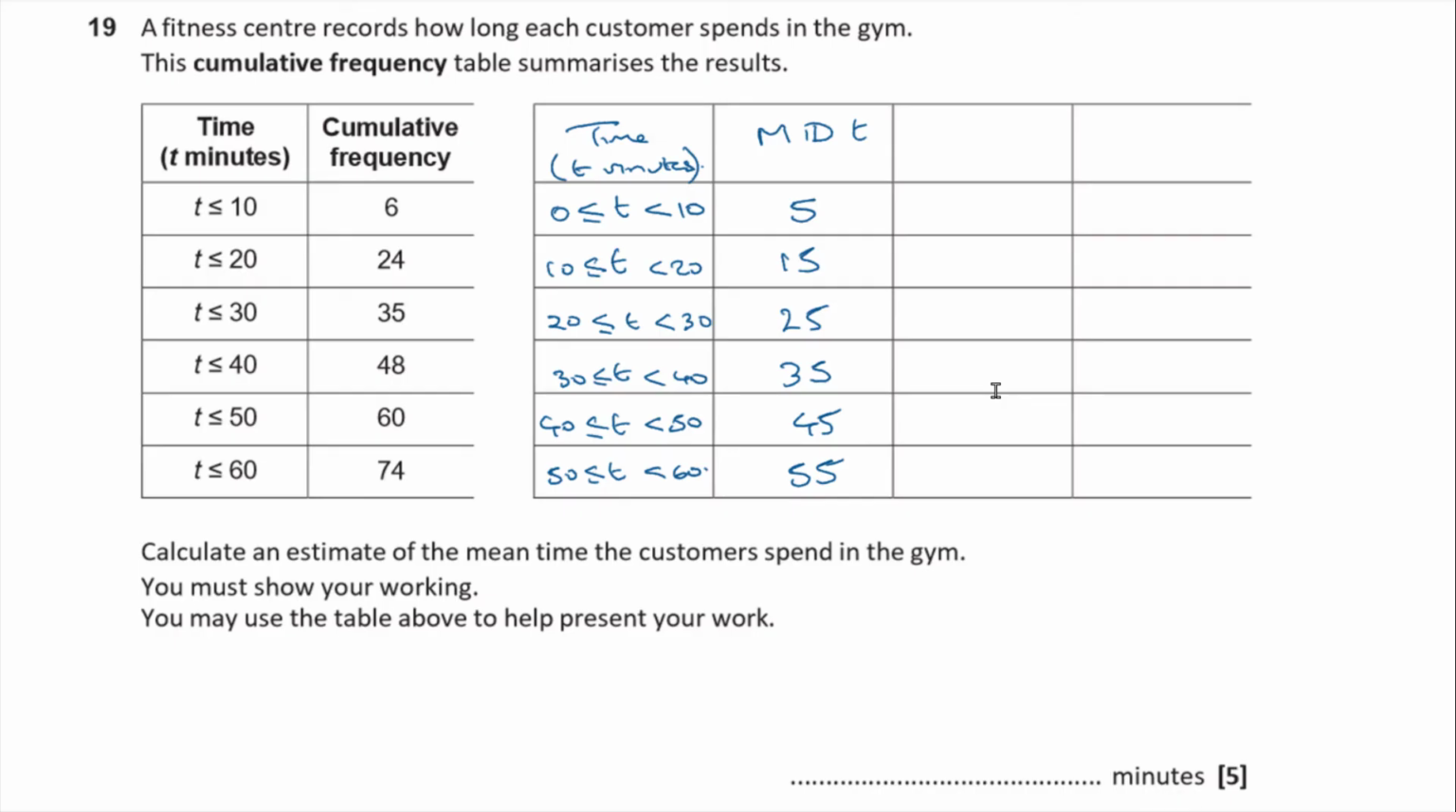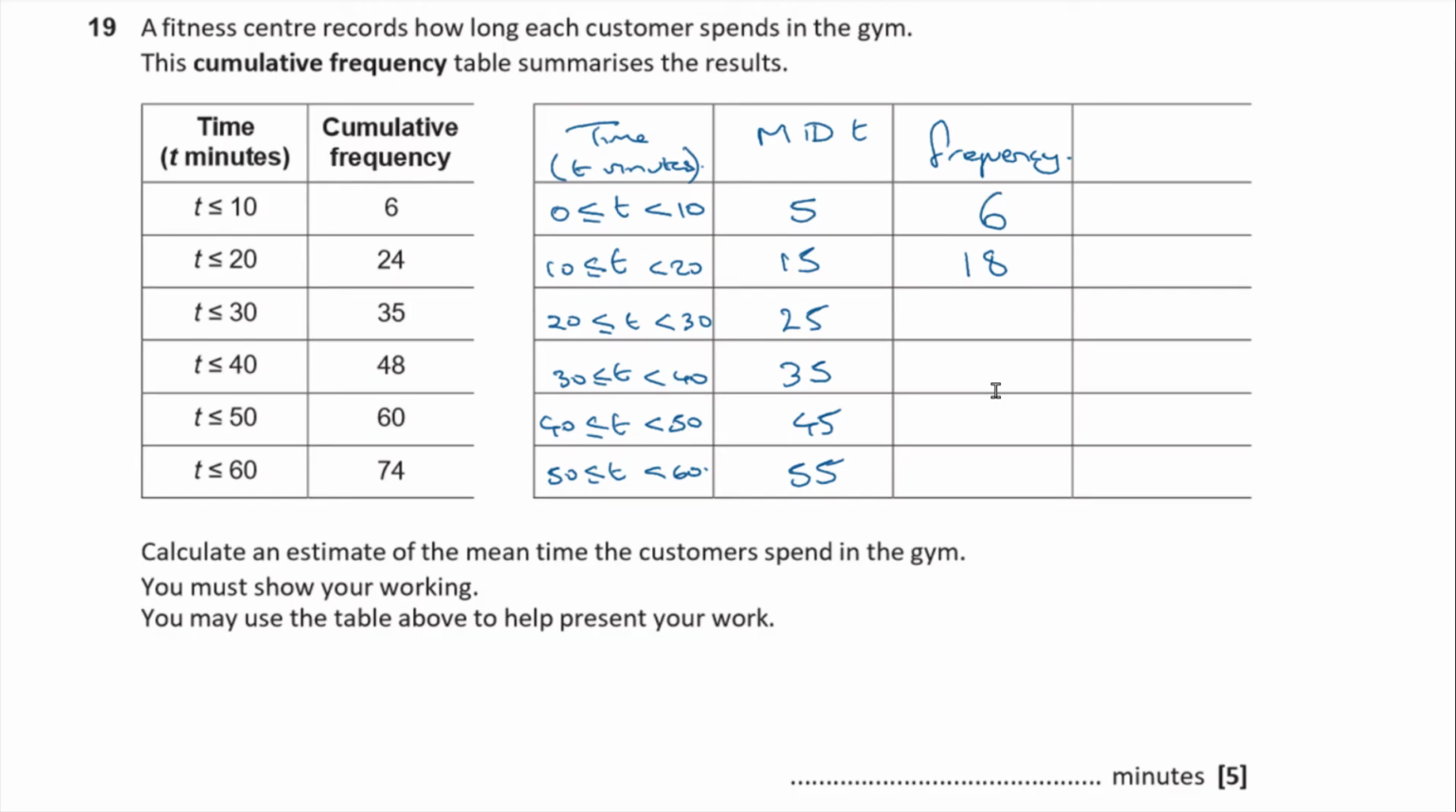Next up, I'm going to need frequency. Now, if I've got t less than or equal to 10 is equal to 6, then I must have had 6 people in that first category between 0 and 10. But if I've got t less than or equal to 20 is 24, that includes the 6 that I've already had between 0 and 10. So 24 take away 6, that's going to be 18. So these two numbers added together give you the 24, working backwards from the cumulative frequency into frequency.